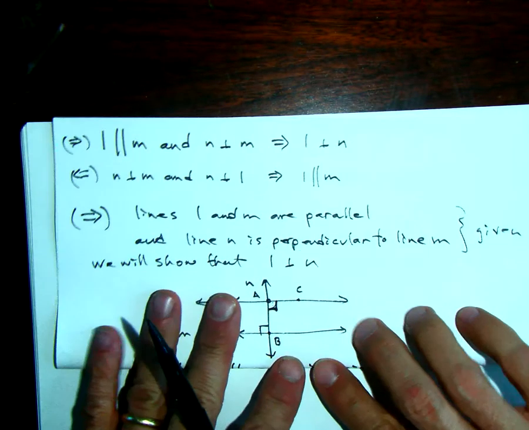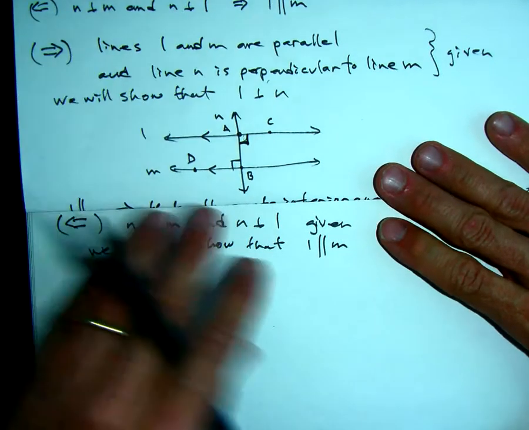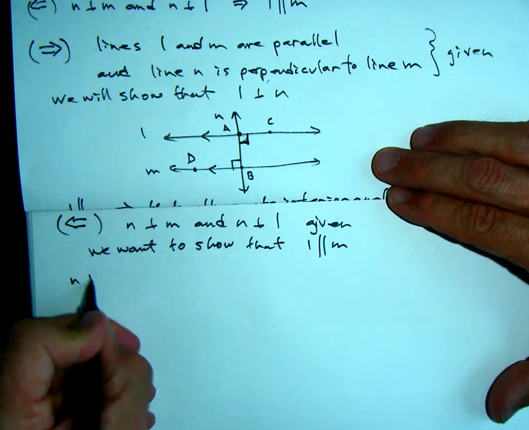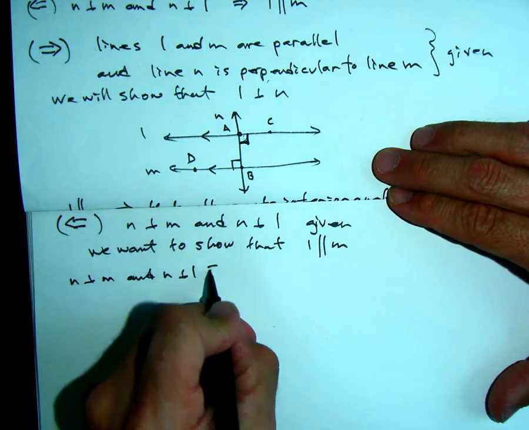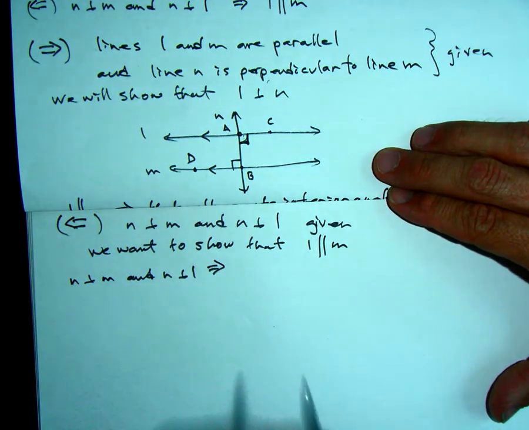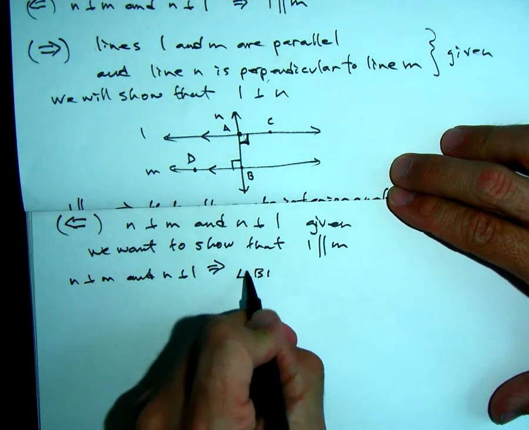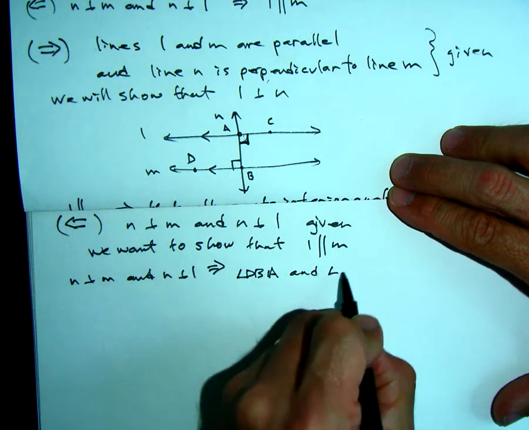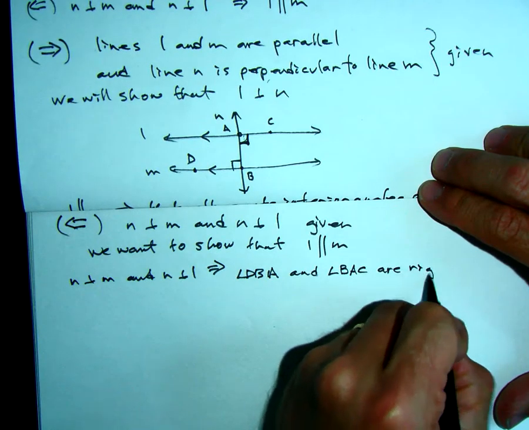All right, why don't we do this? I'm going to fold this over so we can refer to the same figure without rewriting it, and then still start with what we had here. Okay, so let's say n perpendicular to m and n perpendicular to L implies that angle DBA and angle BAC are right angles.